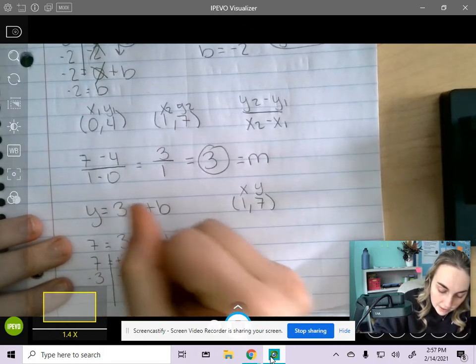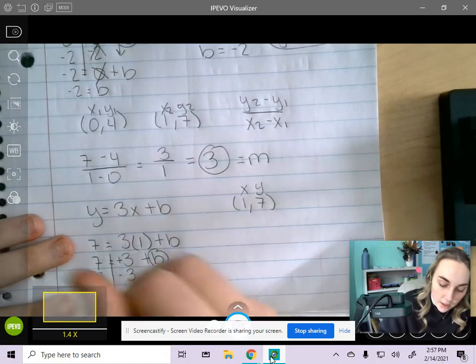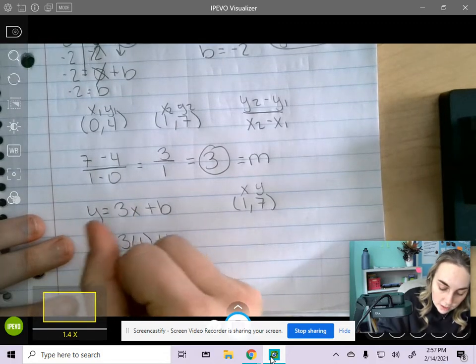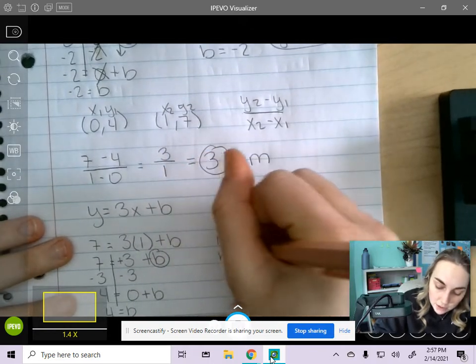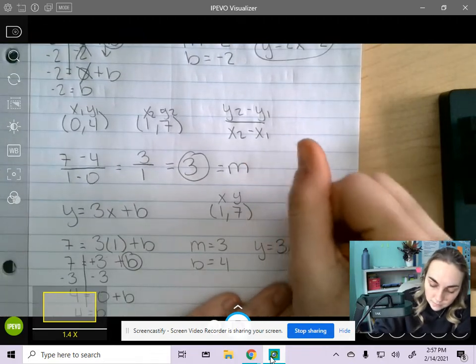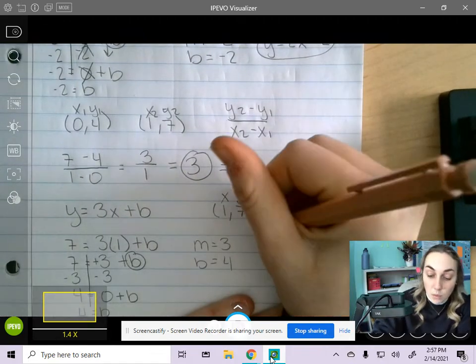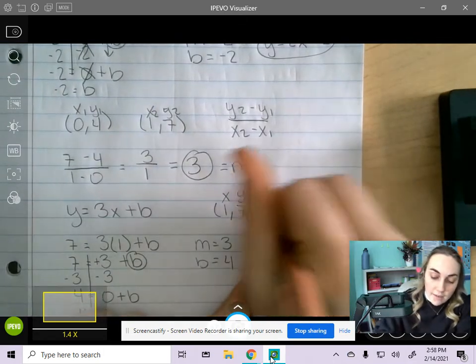We can bring down this plus b. 7 minus 3 is going to give us 4. So our b value is going to be 4. So our slope is 3, b value is 4. We can put that into our equation, which is y equals mx plus b, and we have our answer.